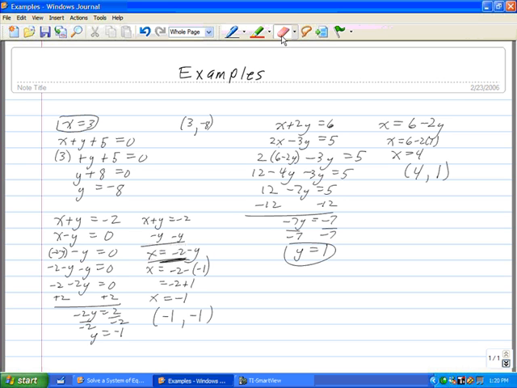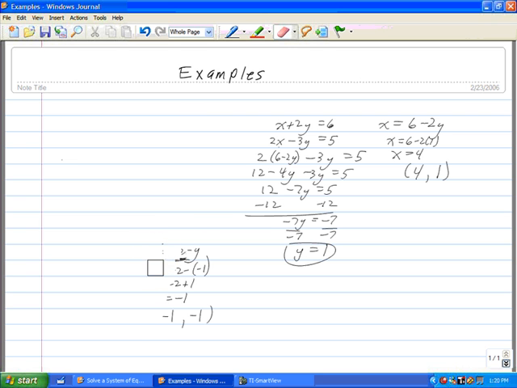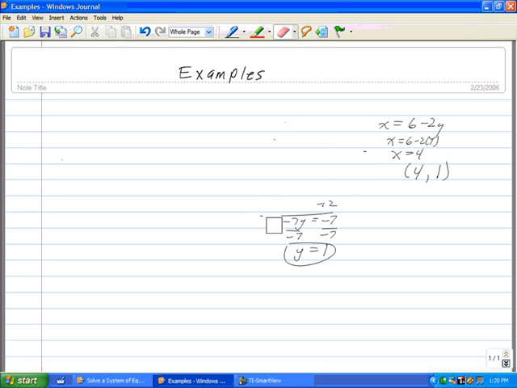Make your substitution. This will give you one equation with one variable. Solve for that one variable, and you've got half of an answer. Don't forget to plug that half of an answer back in to get the second half of your answer. Let's look at a couple examples now where something a little bit different happens.